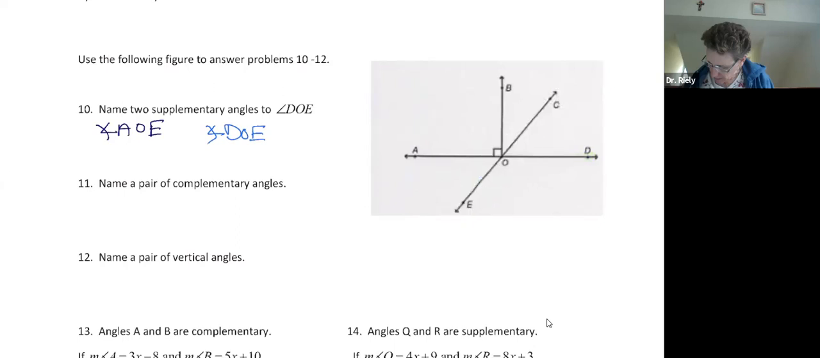And now let's look at the next question. Name a pair of complementary angles. Complementary add up to 90. So looking over here, I see I have 90 degrees. And I see I have two angles, this angle and then this angle. So those angles are complementary. Write them down with their letters. This is BOC and COD, and we are done. Okay, once again, get rid of those markings.